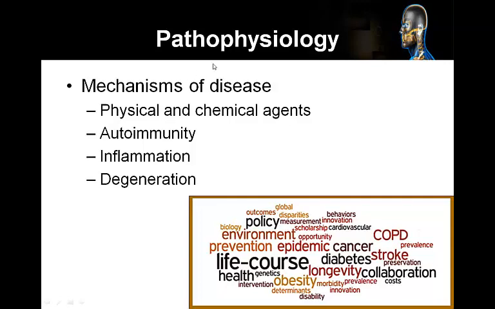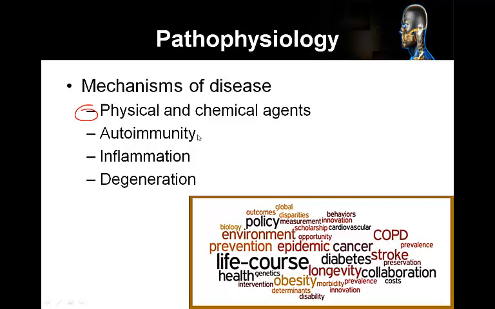Looking at some of the mechanisms of disease in greater detail, we could have physical and chemical agents, autoimmunity, inflammation, and degeneration. And we'll look at a list of just a couple things that are associated with our physical and chemical agents here on the next slide. However, autoimmunity, inflammation, and degeneration also are mechanisms of disease.